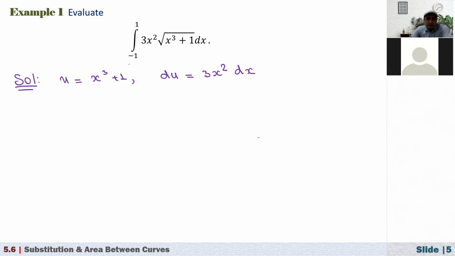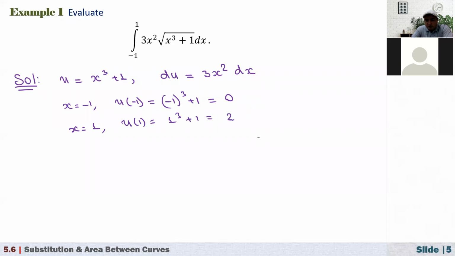And how about the integration limits, right? Because here x is changing from -1 to 1. So if x is changing from -1 to 1, how does u change? Now if you evaluate this, when x is equal to -1, that is the lower limit, what is the value of u(-1)? That's equal to (-1) cubed plus 1, that's equal to 0. And how about if x is equal to 1, the upper limit, that is u(1), that's equal to 1 cubed plus 1, that's equal to 2.